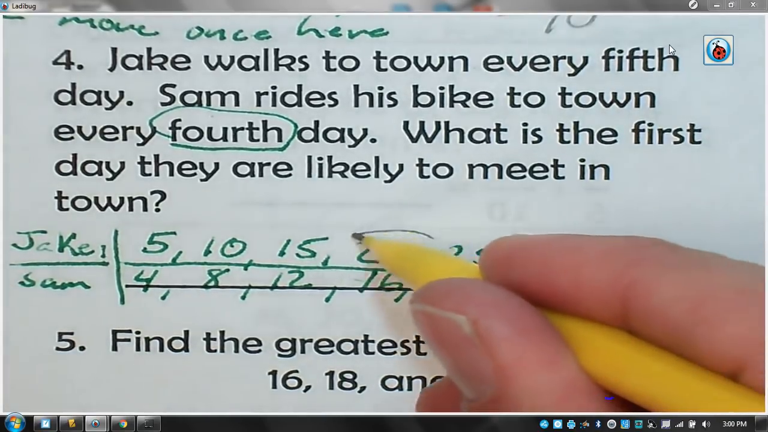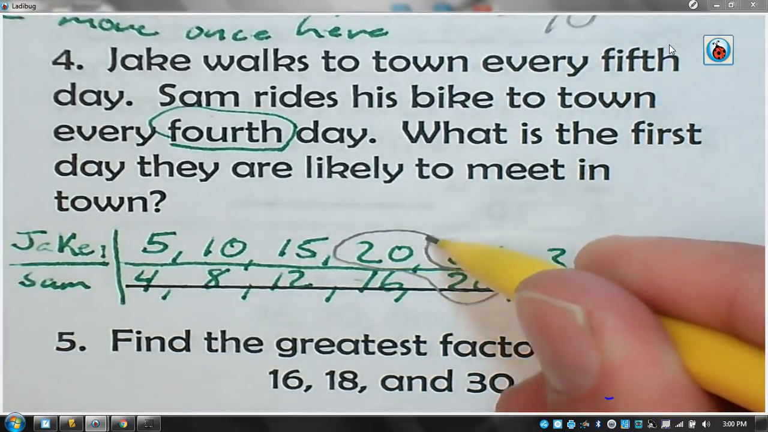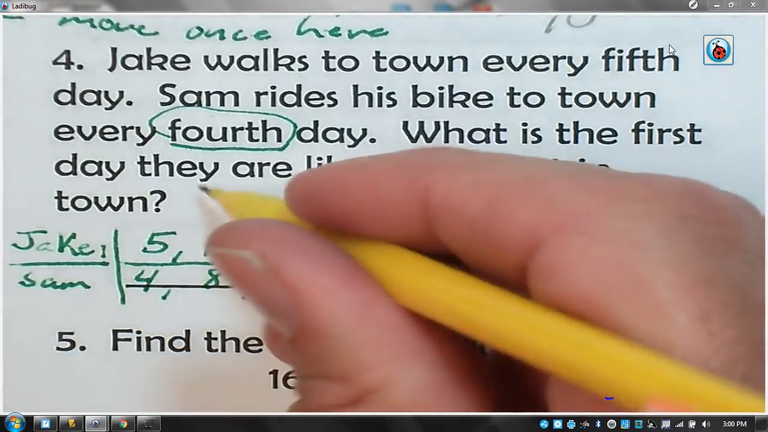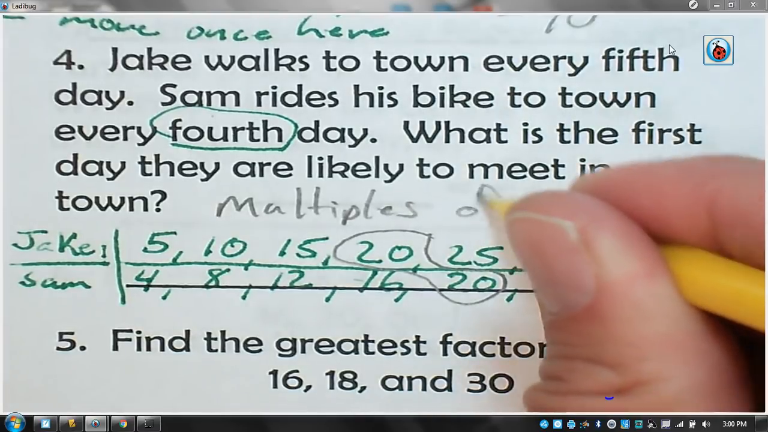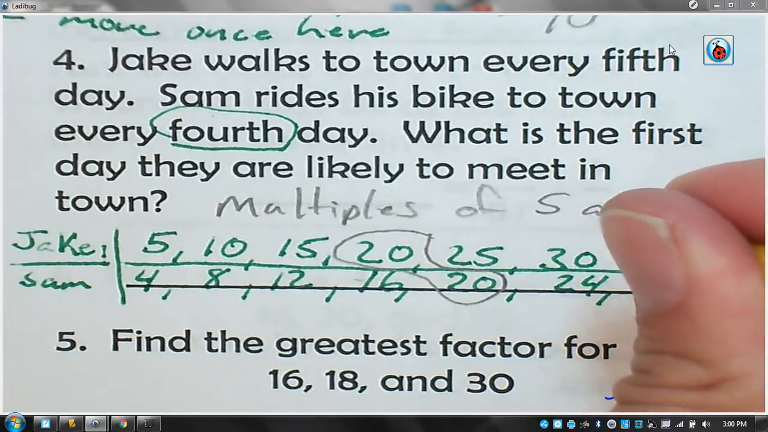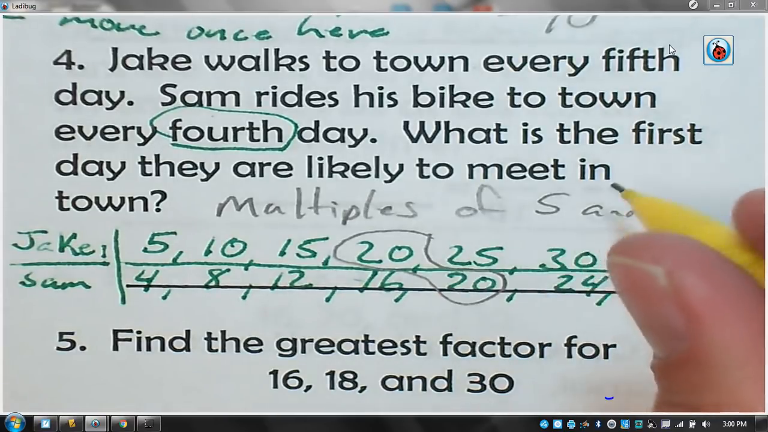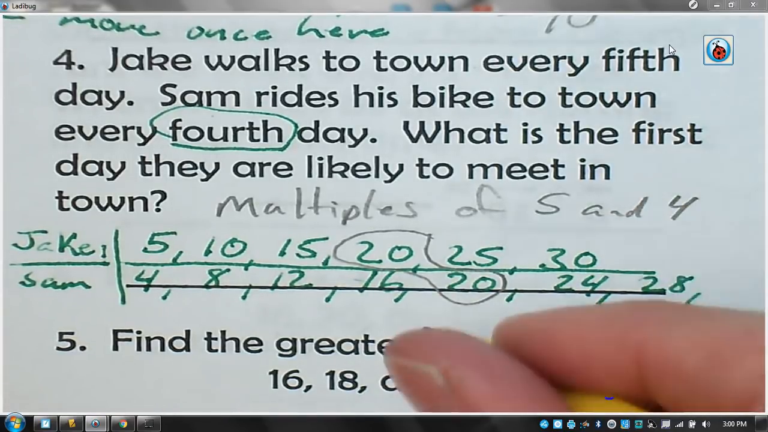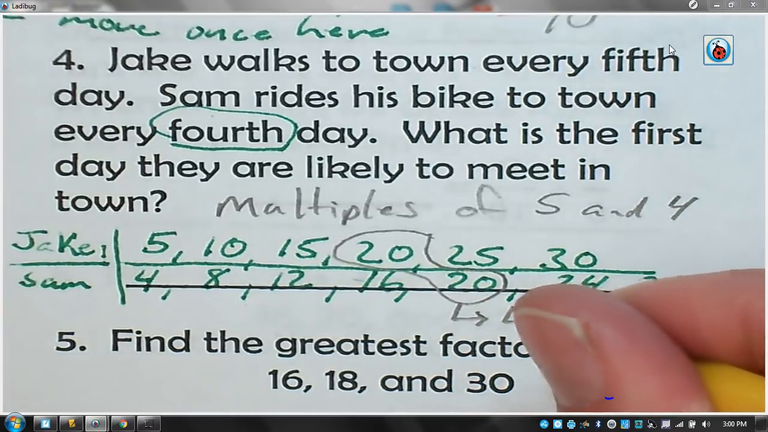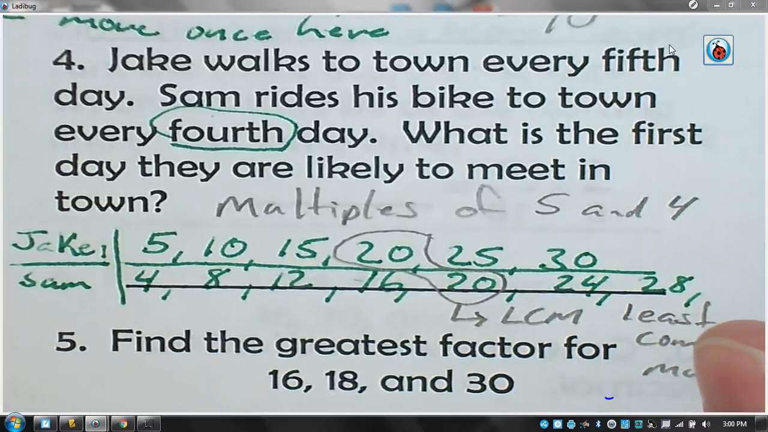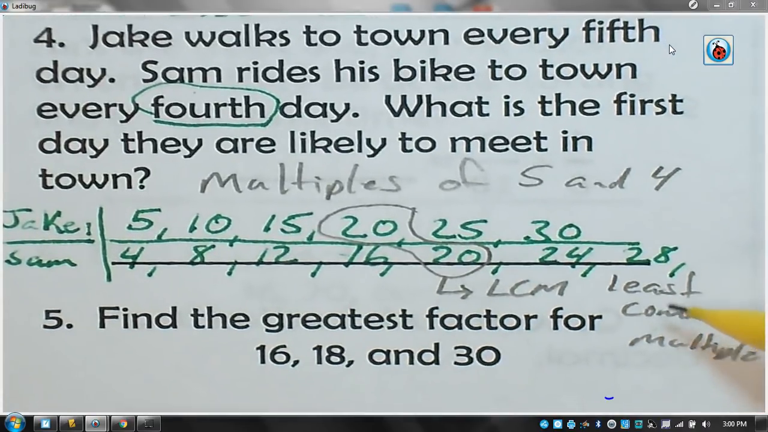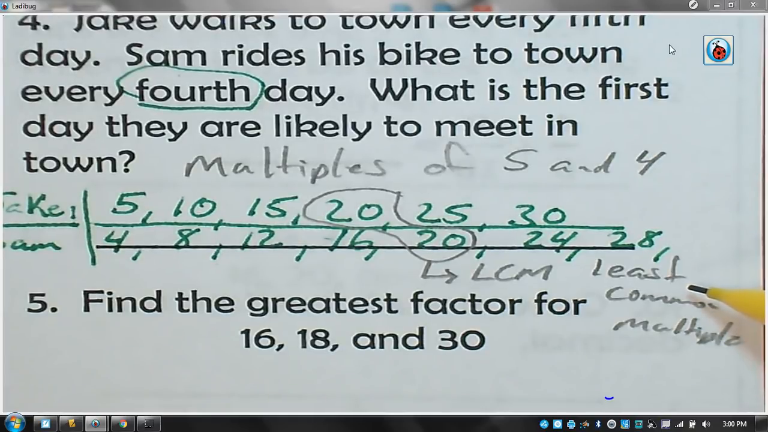I think the 20th day is when they would meet. And if you don't recall, those are the multiples of 5 and 4. And the least common multiple they have is 20. So that would be the LCM, the least common multiple. That was one of those vocabulary words that a lot of people missed last week. So sad. Anyway, I'm over it.